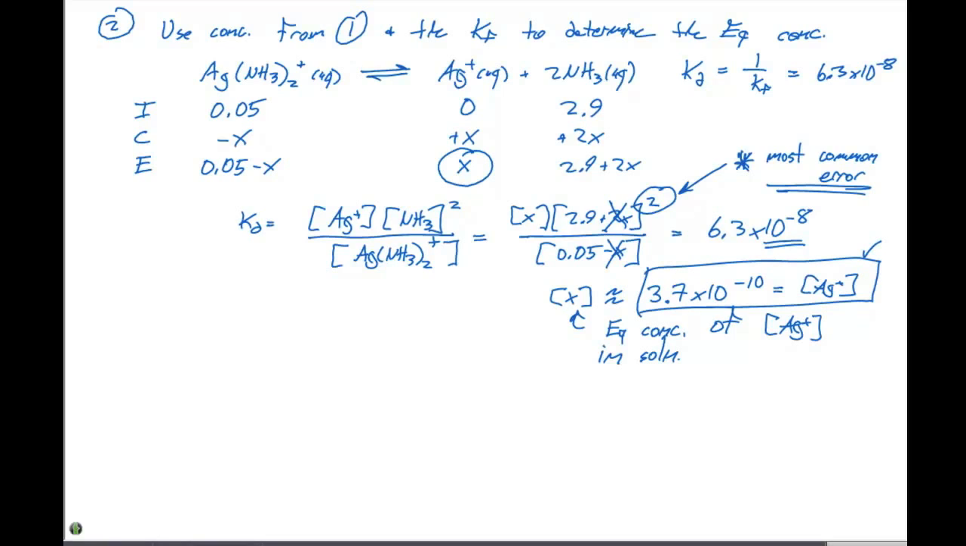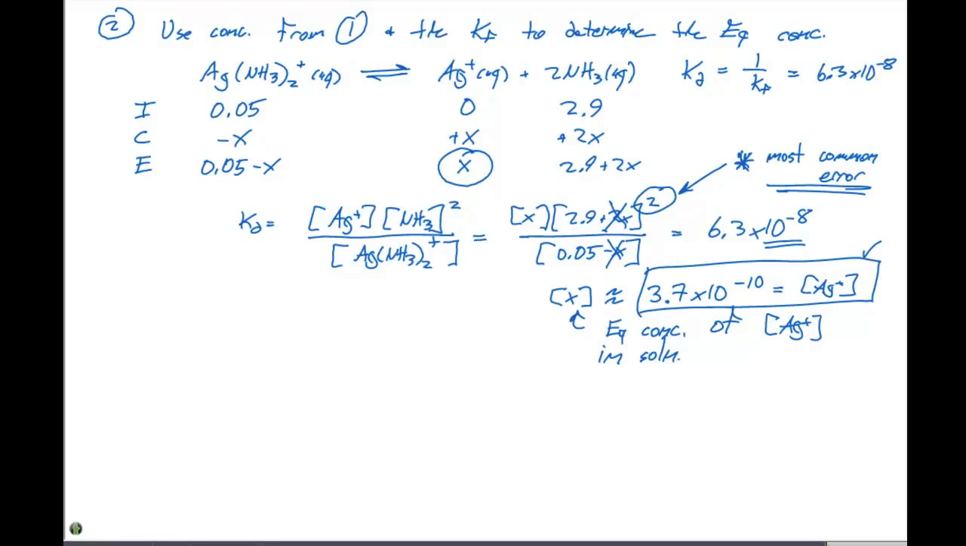And again, it should not surprise you that this value is so small because we started with 0.05 molar. If we add enough ammonia, we're going to form this complex ion, and we're going to get a very, very low concentration of silver. So if our goal was to remove all the silver cations in solution, we've done an excellent job of that right here because that concentration now is really, really small. Okay? There are several examples of these types of problems on the homework set that's posted on Carmen. Make sure you go through them and know how to manipulate these.